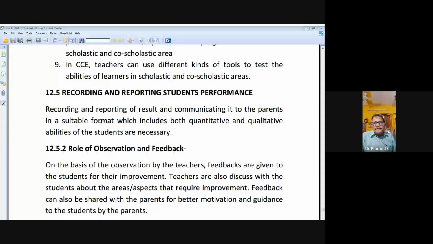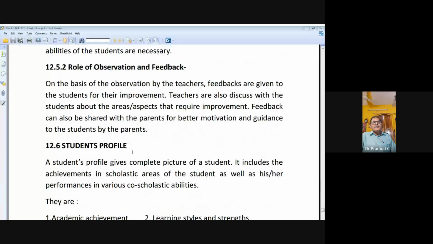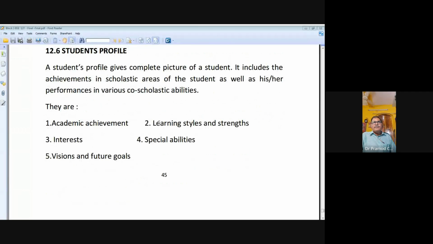The students' performance will be reflected there, and it will help the administrator and the teachers to know all these things. Because after reflection of all the activities, then we are able to observe. Everything will be observed by the teachers, feedback will be given, then teachers can also discuss with the students, parents, everything. And whenever we get the feedback, at that time we'll have to help the guardians to motivate the child. Students' profile you will have to prepare.